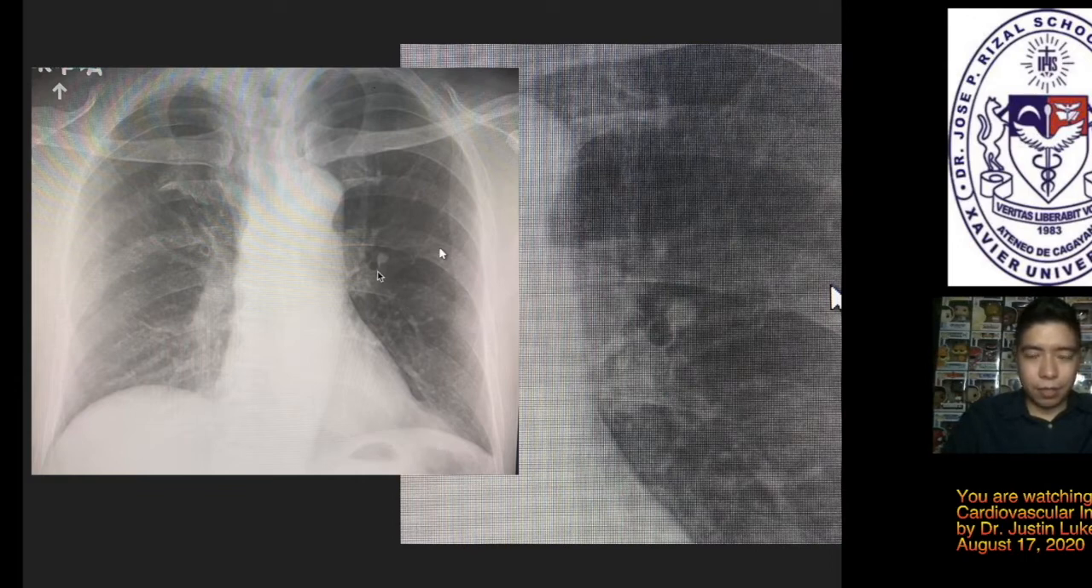So in this case, it's normal since the ratio is 1 to 1. The pulmonary vasculature is not dilated. So this is just a normal radiograph, although we have some degenerative changes, like your aorta is a little tortuous and you have osteophyte formation along the thoracic spine.